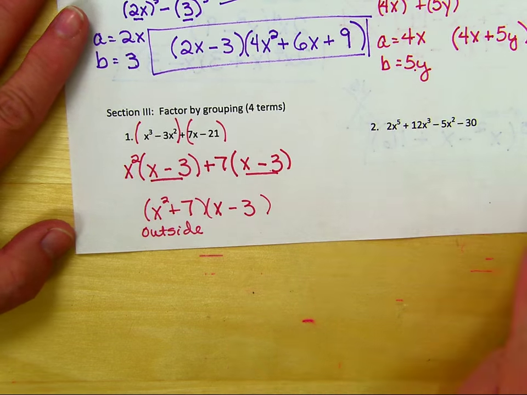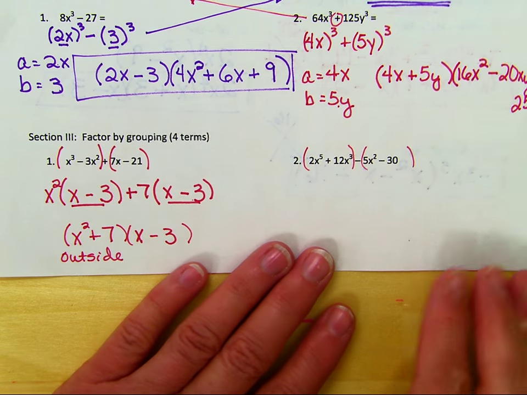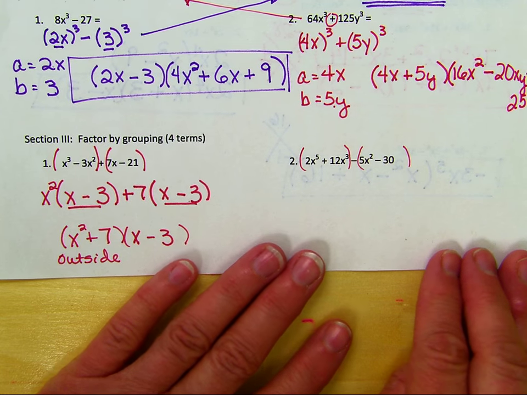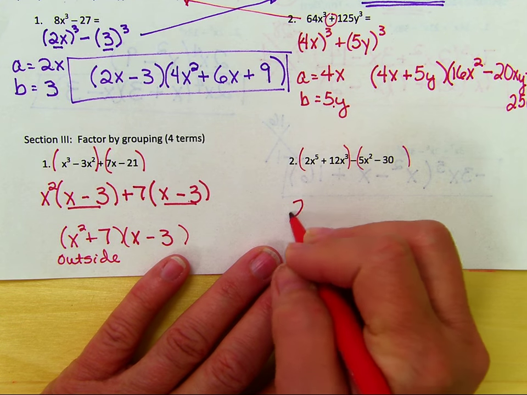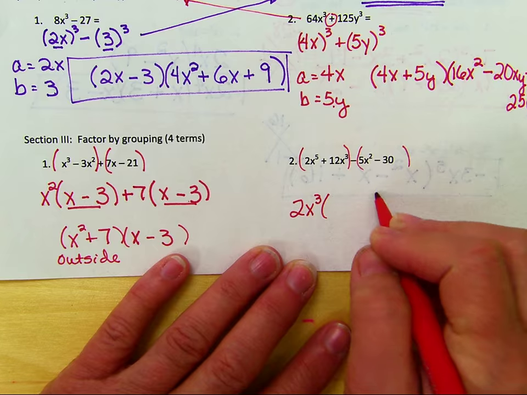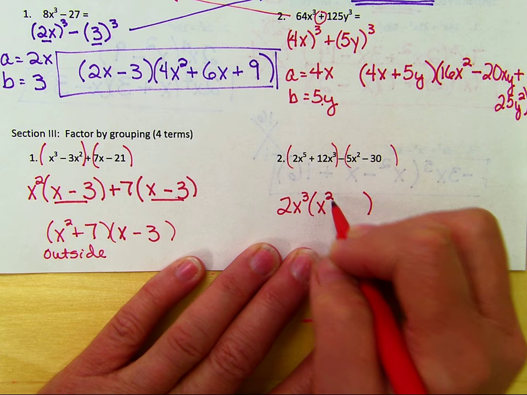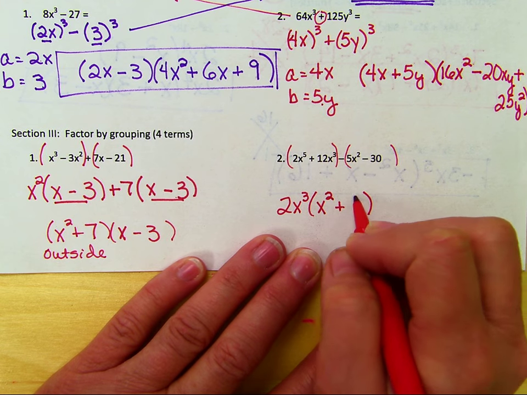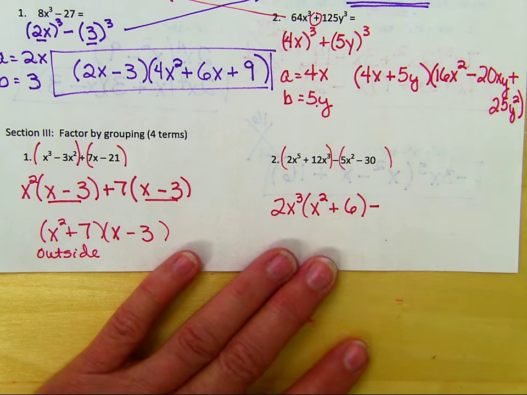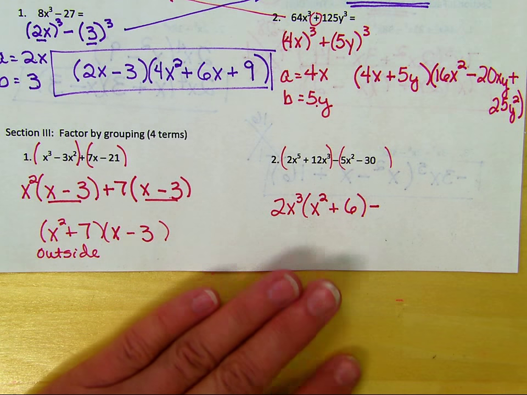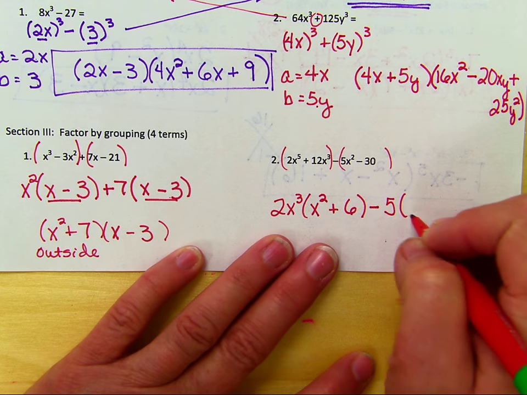All right, let's look at the next one. Pick the first two and the second two. Okay. So we're going to look for greatest common factor here. We're going to have 2x cubed. Inside the parentheses, we're going to have x squared plus 6. Okay. Then I've got a minus between it. What do these two have in common? 5. So we're going to have 5 times x squared.